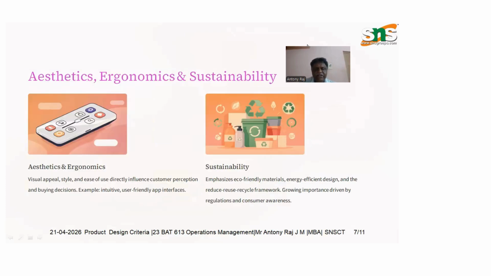So any product design criteria should be very cost effective. And aesthetics is actually the visual appeal. See, visual appeal is very important. Even though it's a great functional product, cost effective product, at the end of the day, if the aesthetic is not there, the customer is not going to buy. And ergonomics is actually the ease of use. And today sustainability is also coming. But sustainability is where we talk about eco-friendly materials, the product should be capable of recycling, should be very environmentally conscious.